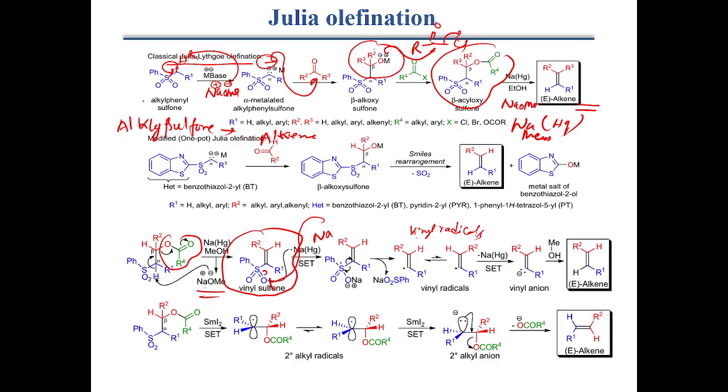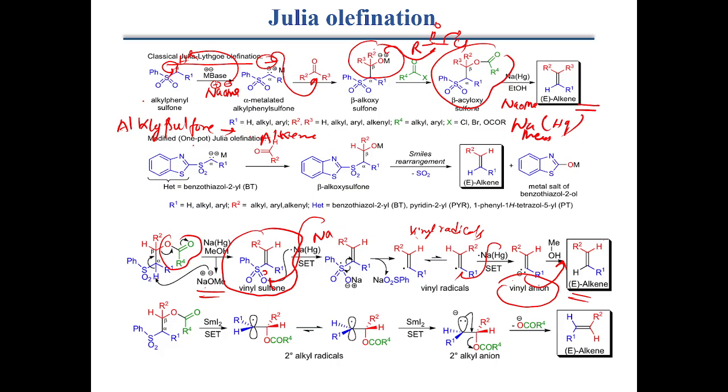Now in the presence of another sodium, it will transfer a single electron here and give this negative charge, the vinyl anion. Now this vinyl anion, as you are using methanol or ethanol as a solvent, will abstract a proton from the solvent and give this E alkene. So this is the classical Julia olefination reaction, and in these cases we are getting olefin from sulfone.